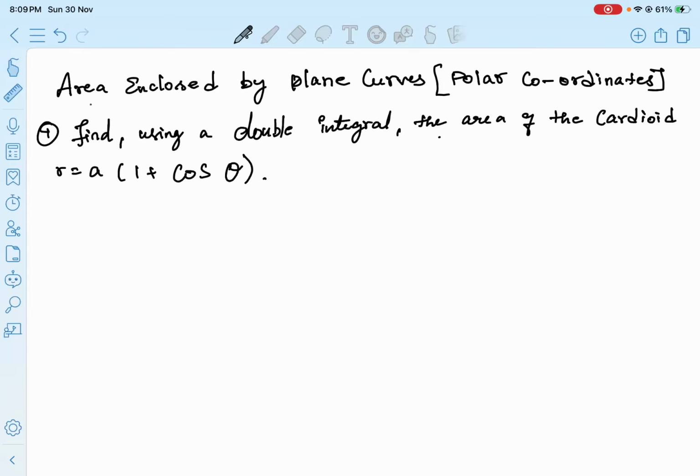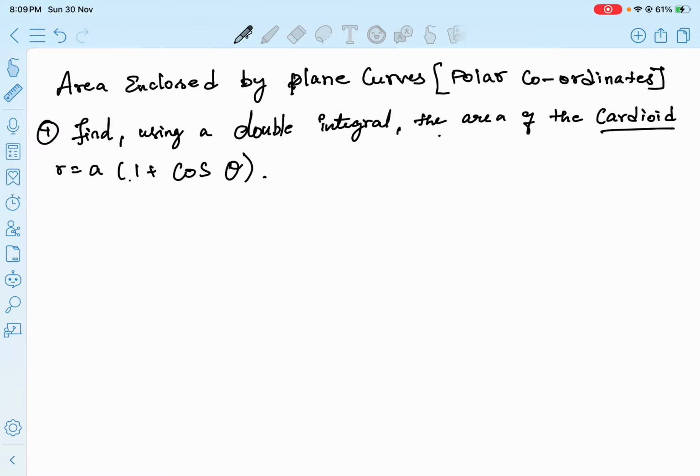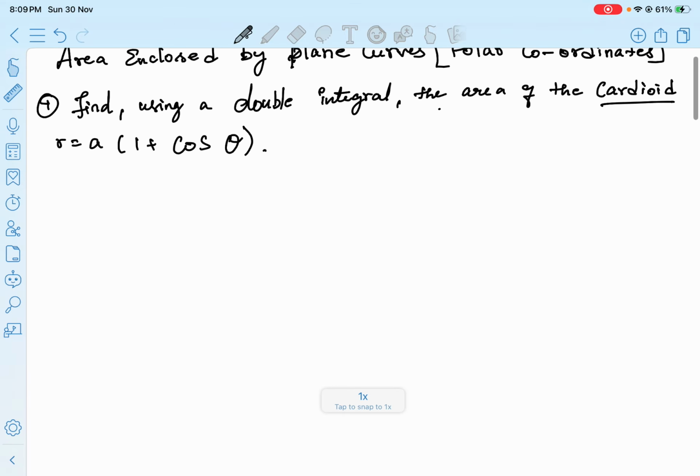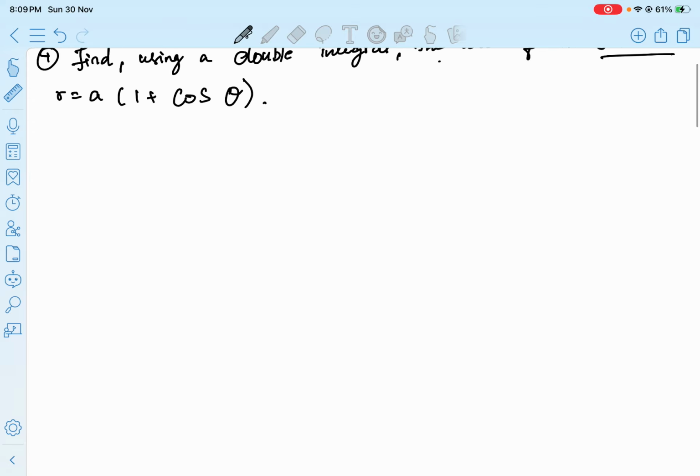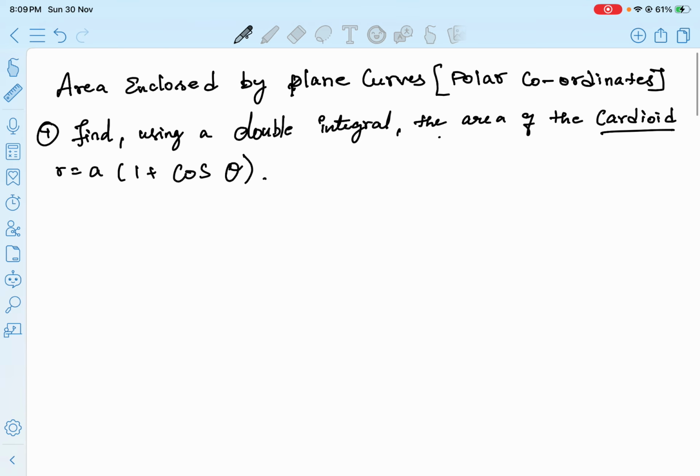Next problem, area enclosed by plane curve using polar coordinates. Okay, first we are going to find, using a double integral, the area of the cardioid r equal to a times (1 plus cos theta). So this is the question. Now we don't know the integrals, right?